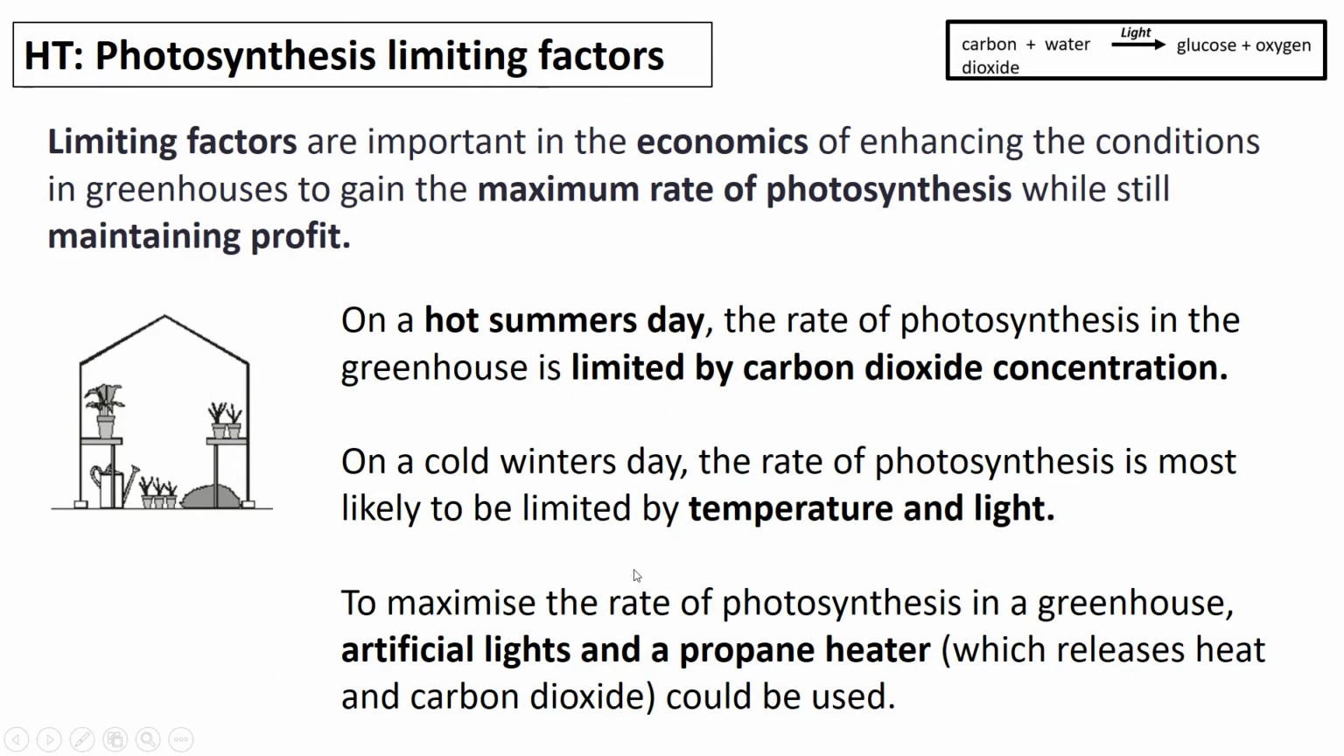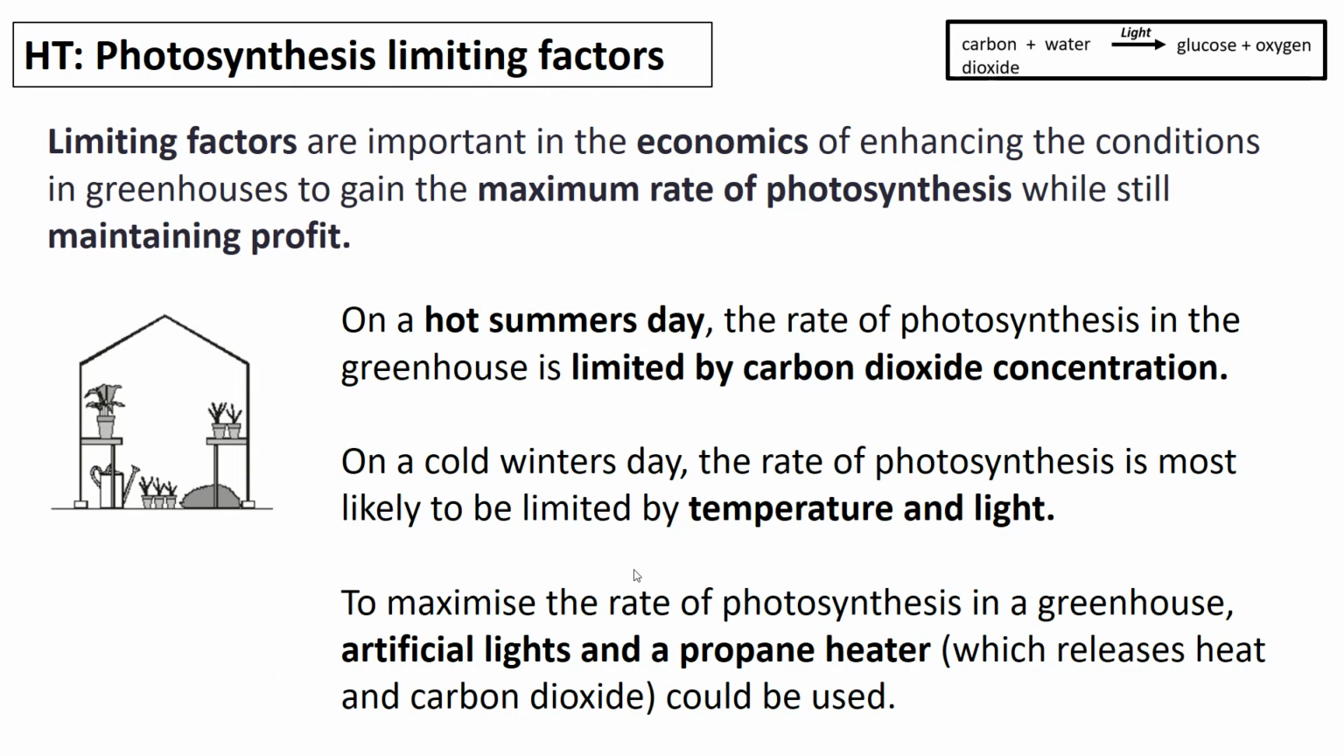Another way of looking at this is to think about the economics of enhancing conditions inside things like greenhouses. So if you can understand limiting factors, you can maximise the profits for any farmers and maximise the rate of photosynthesis. So for example, in that greenhouse on a hot summer's day, if the temperature is warm, that won't limit the rate. If it's summer, there'll be lots of light, that won't limit the rate. So the rate of photosynthesis might be limited by the carbon dioxide concentration inside the greenhouse. So you might need to open windows and try and get more ventilation.